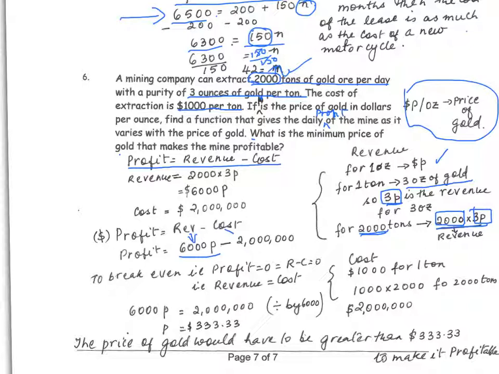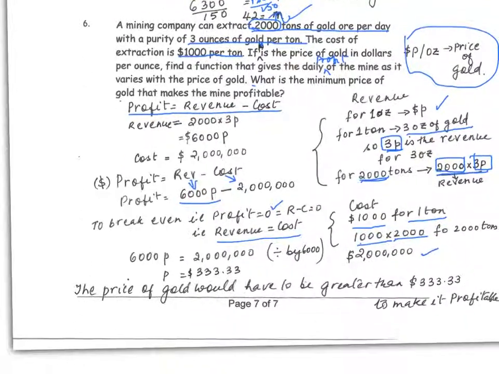Minus cost is $1,000 per 1 ton. But we're going to extract 2,000 tons, so it's 1,000 times 2,000, which is $2 million per day. So to break even, the profit would have to be equal to 0, which is the same as saying revenue would have to equal cost.